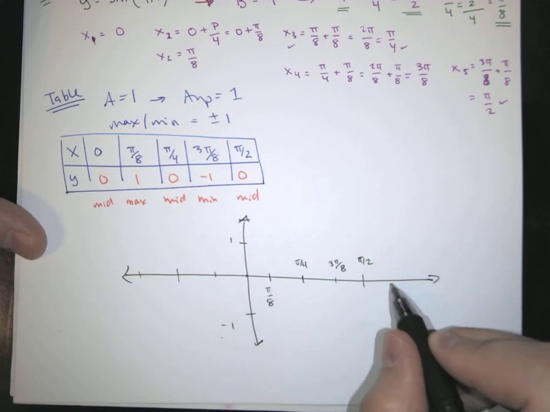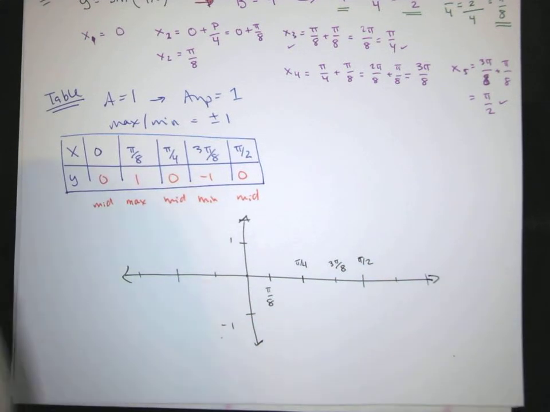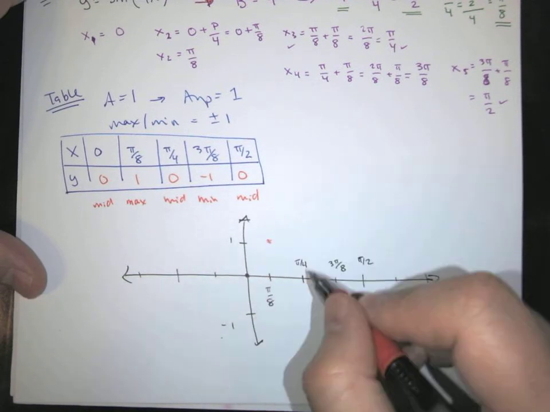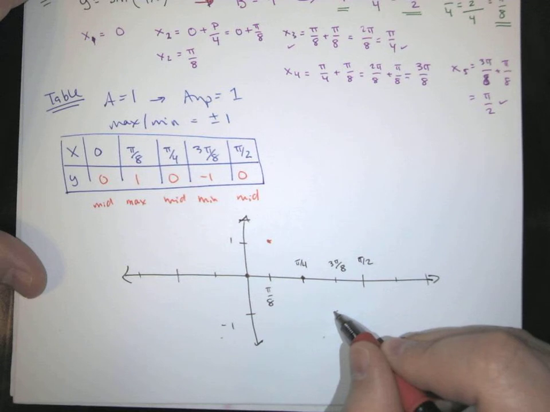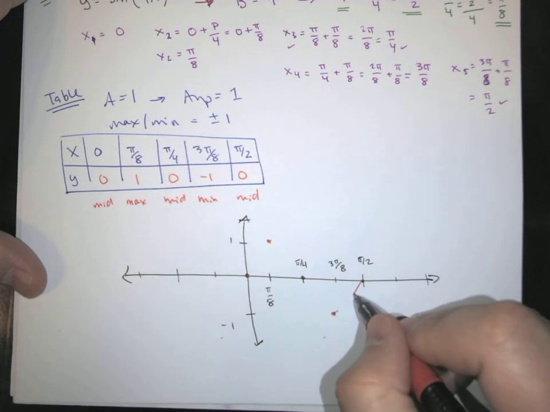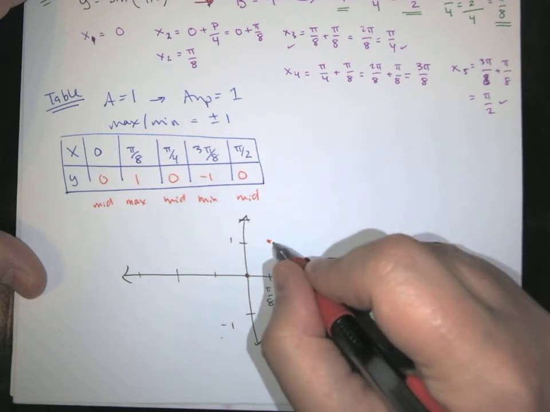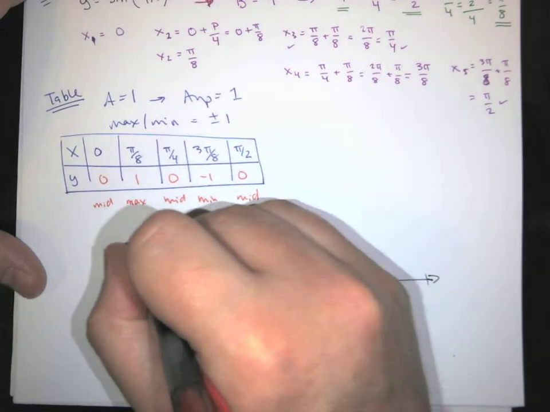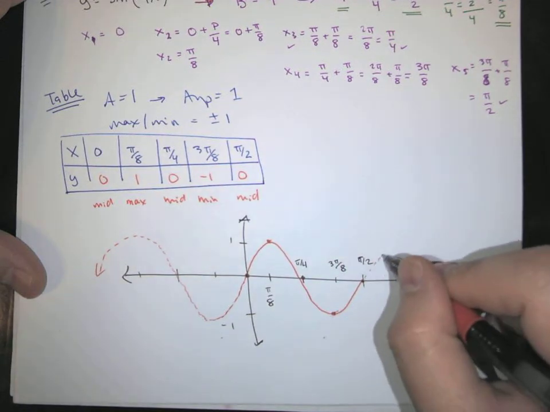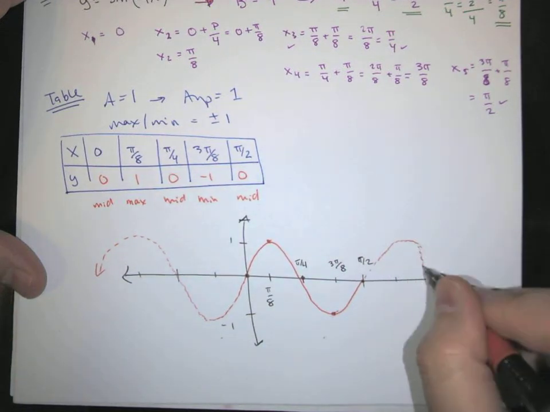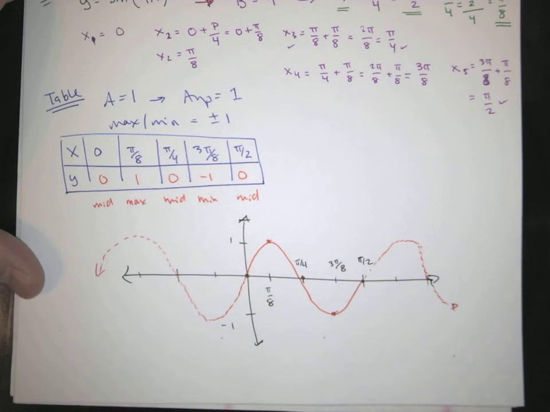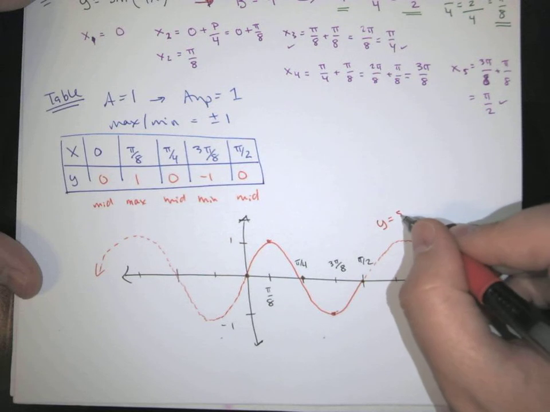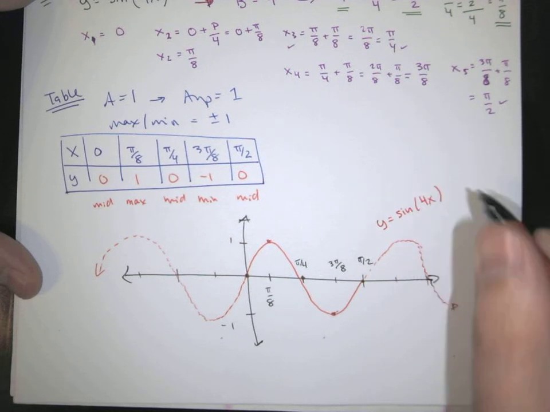And then we'll eyeball a couple more values as if we would keep going. So we'll mark it. It starts at the middle, up to the max, to the middle, down to the minimum, and then up to the middle again. Same kind of curve, and then we'd continue and do my cycle, like so. So that's going to be y equals the sine of 4x.